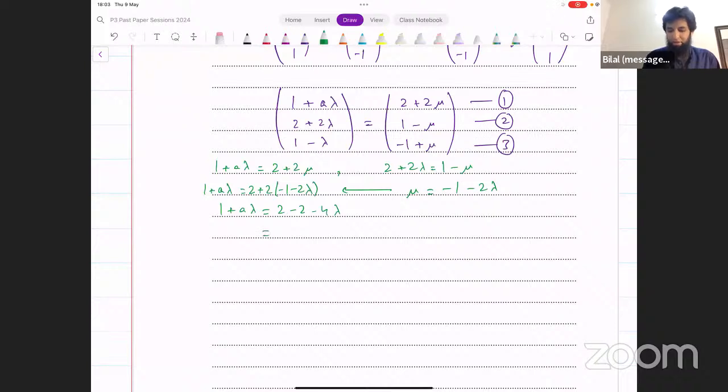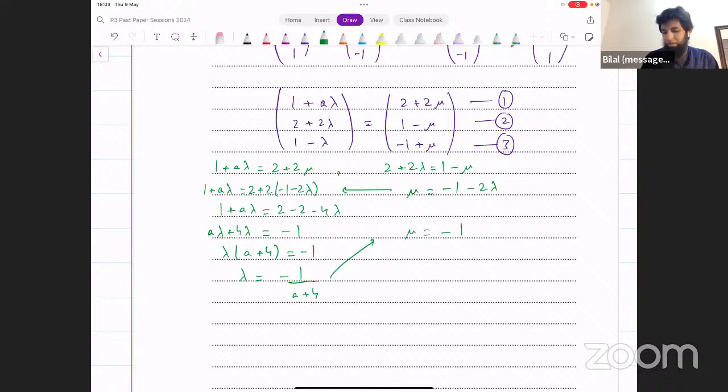And we have minus 4 lambda. Let's take lambda terms to the other side. A lambda plus 4 lambda. Bring 1 here. That becomes minus 1. We want to find the value of lambda, right? So you can take lambda common. Make that the subject. So lambda into a plus 4, that equals minus 1. And the value of lambda turns out to be minus 1 over a plus 4. Put that in the other equation. We'll get the corresponding value for mu.